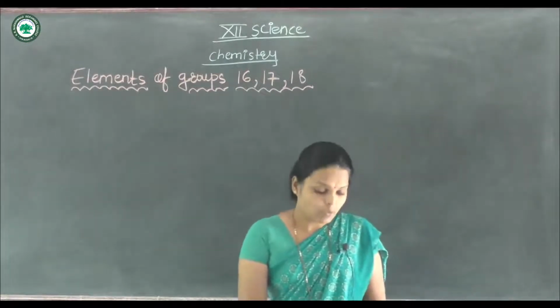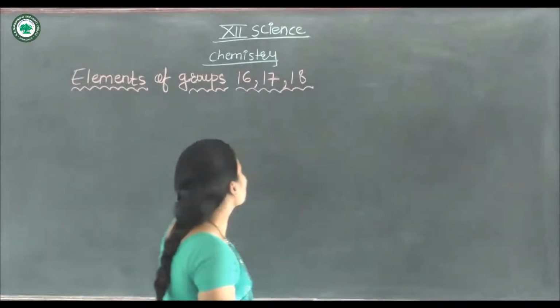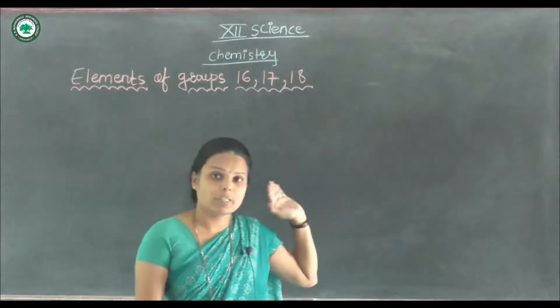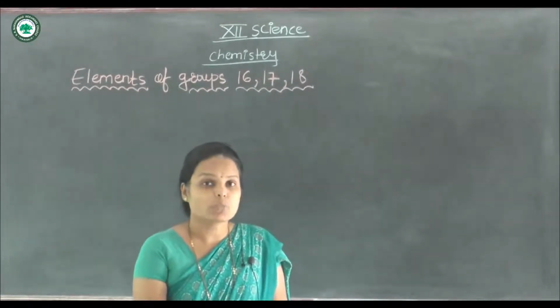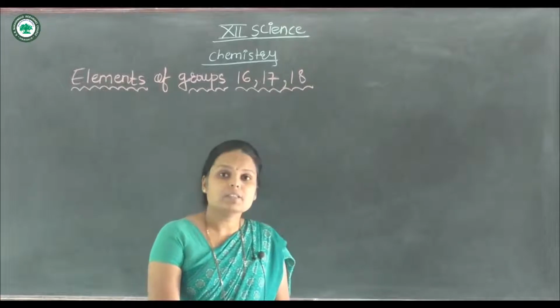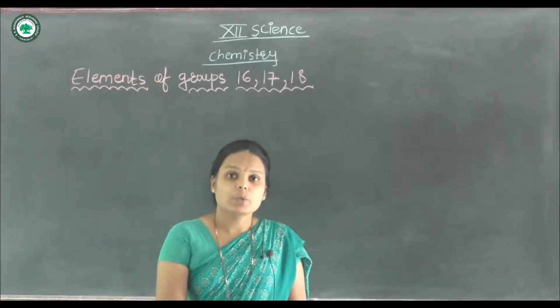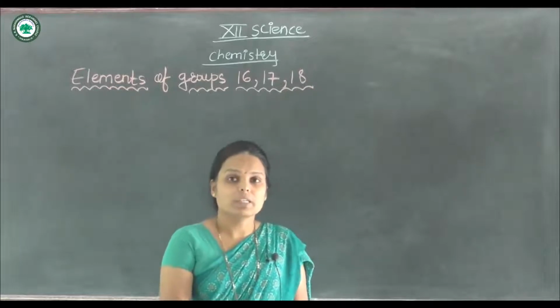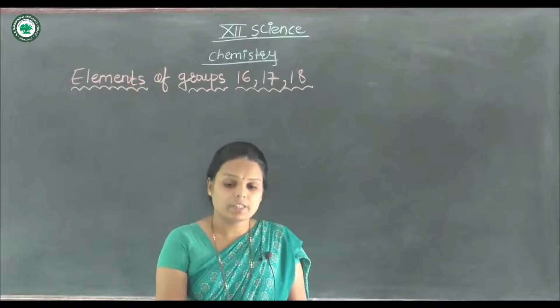In the last lecture we discussed the chapter named Elements of Group 16, 17 and 18. In this chapter we also discussed the introductions of group 16, 17 and 18. Today we are going to start a new topic of that chapter: electronic configurations of group 16, 17 and 18.